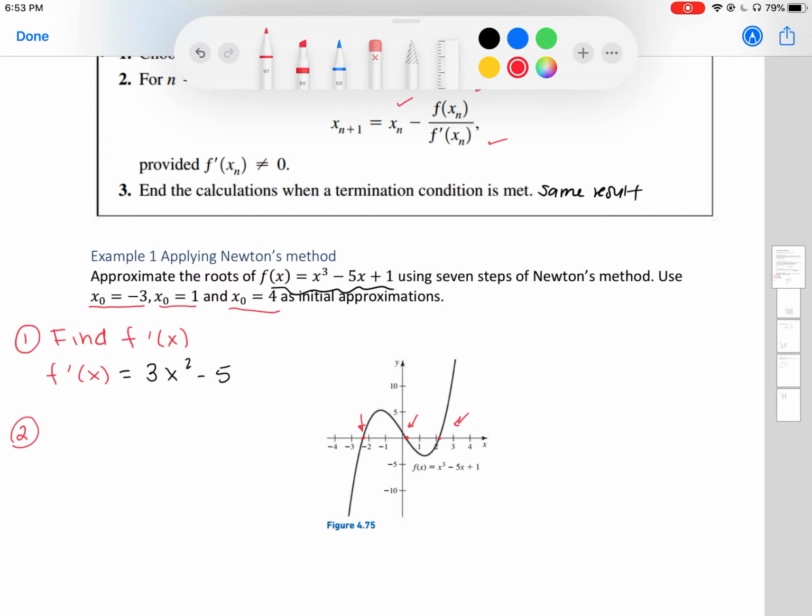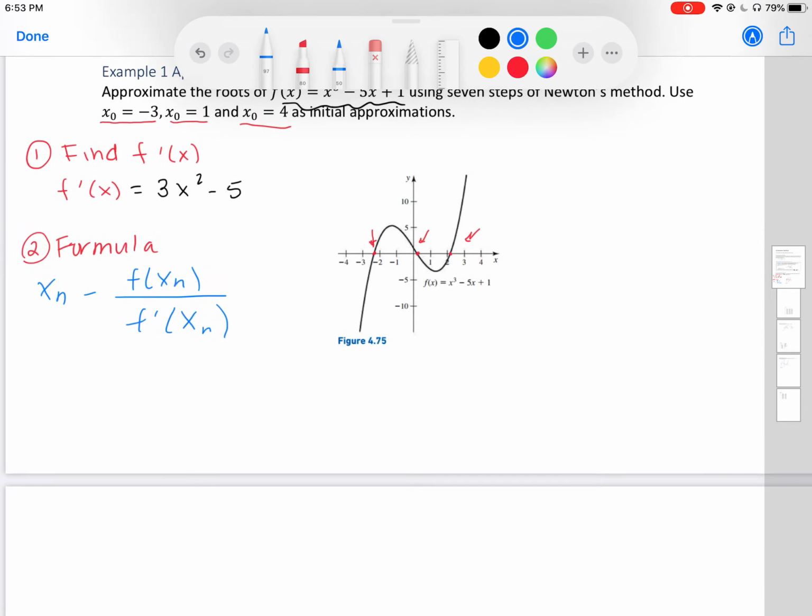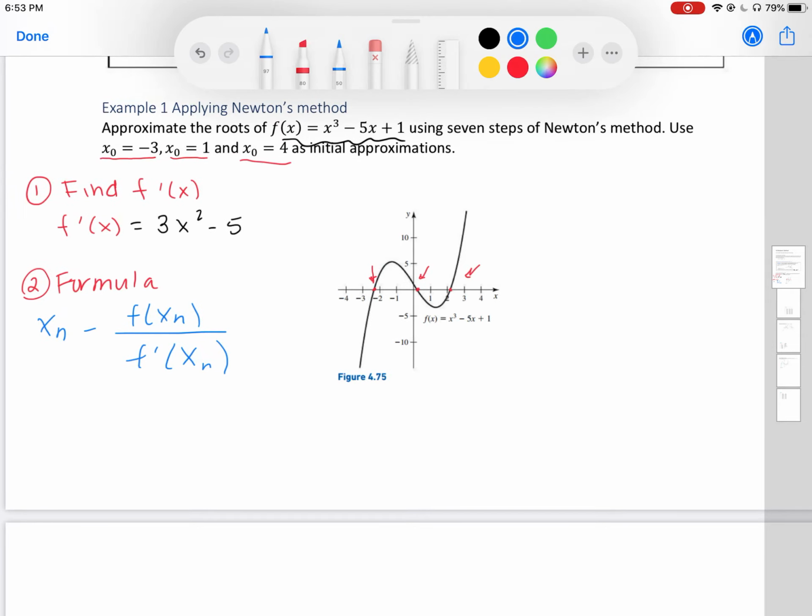Next, we want to consider the formula. So your formula states x sub n minus f of x n divided by f prime of x sub n. Okay, so we're going to create this equation using our function f and the derivative of our function f, so that we have x n minus our original function, which is x cubed minus 5x plus 1, divided by our derivative, which was 3x squared minus 5. And I forgot those little n's, so let's go ahead and write them in.